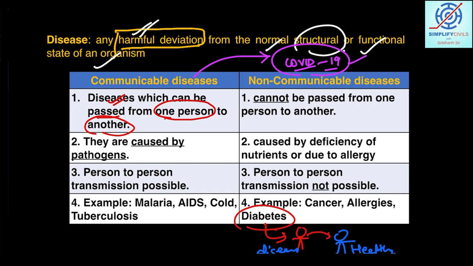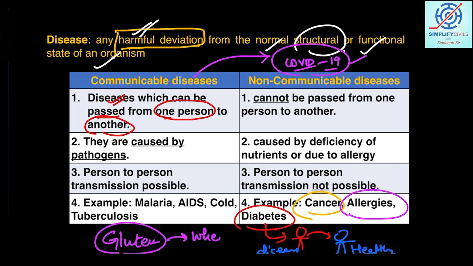Similar is the case with cancer, and similar is the scenario with some kinds of allergies. What are allergies? Some people have an allergy to dust. Some people have other kinds of allergies, for example gluten. Gluten is something present in wheat, and people who consume gluten are allergic to it, and some digestive issues occur in those people. You would have seen gluten-free biscuits and gluten-free products coming in the market.